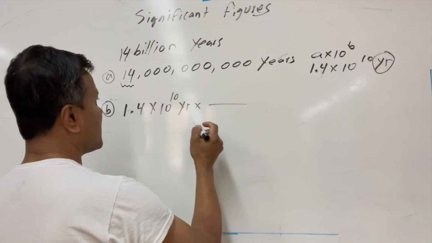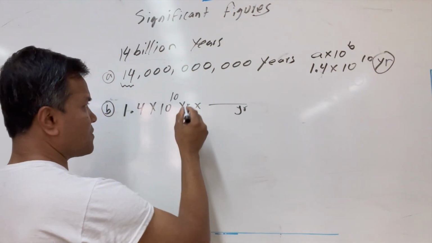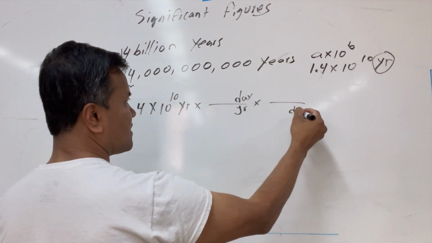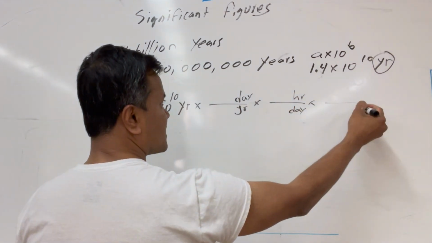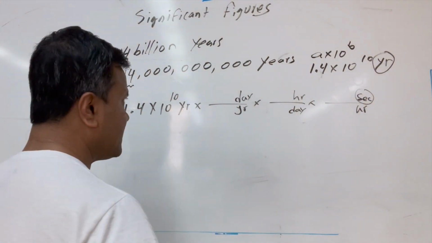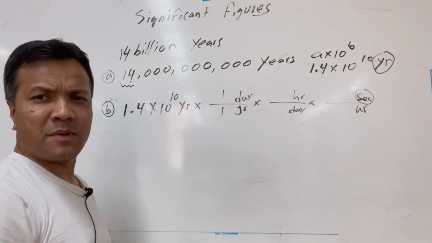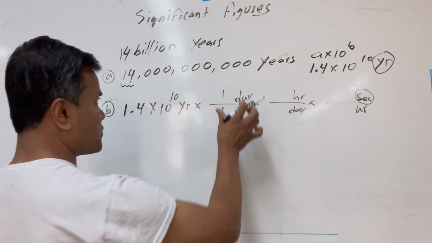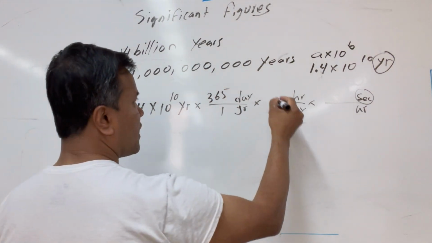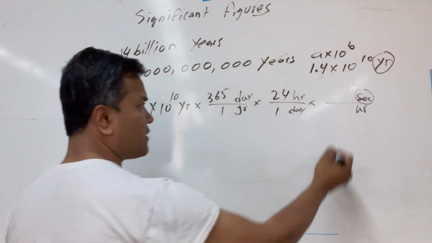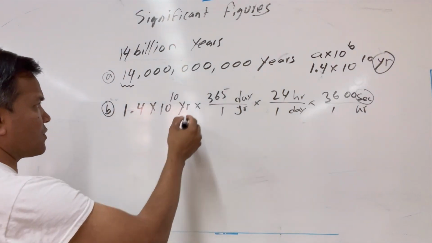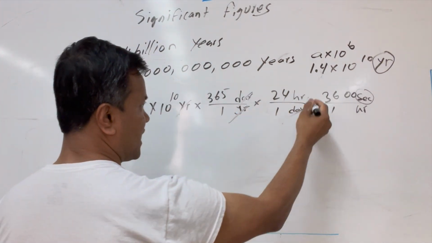Let's say year on the bottom, so year cancels, day times day cancels, hour, and then hour cancels, second. So you have what you want. If you write 1 and 1 over here, that would be wrong. They are not the same thing. You only have to make the same thing. So 365, now they are the same thing. 24, now they are the same thing. 3600, now they are the same thing. So you can cancel year, day, hour.